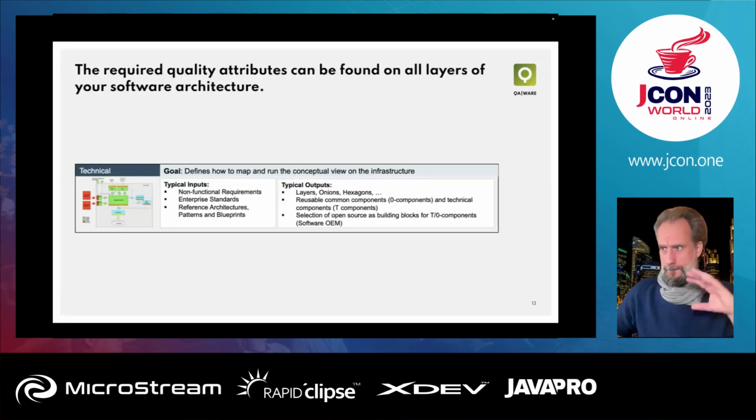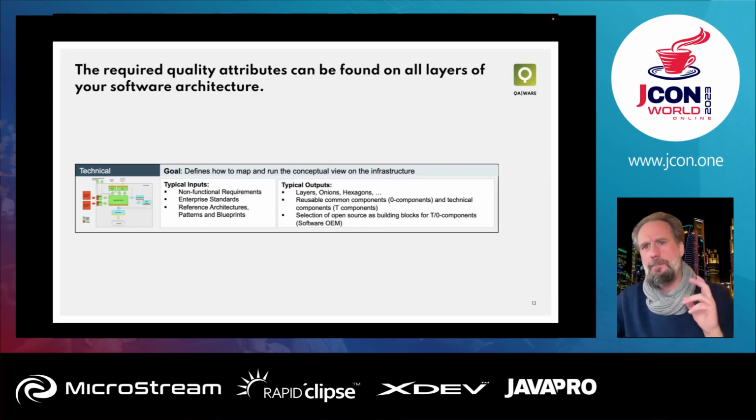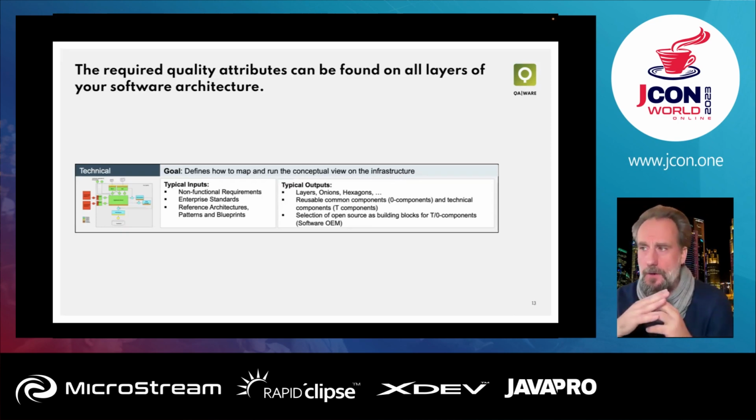So from all the talking now, the thing is that all these required quality attributes that you decide on can be found on all the layers of your software architecture. Obviously, when we techies or architects think about software architecture, we often think about what I call technical architecture.